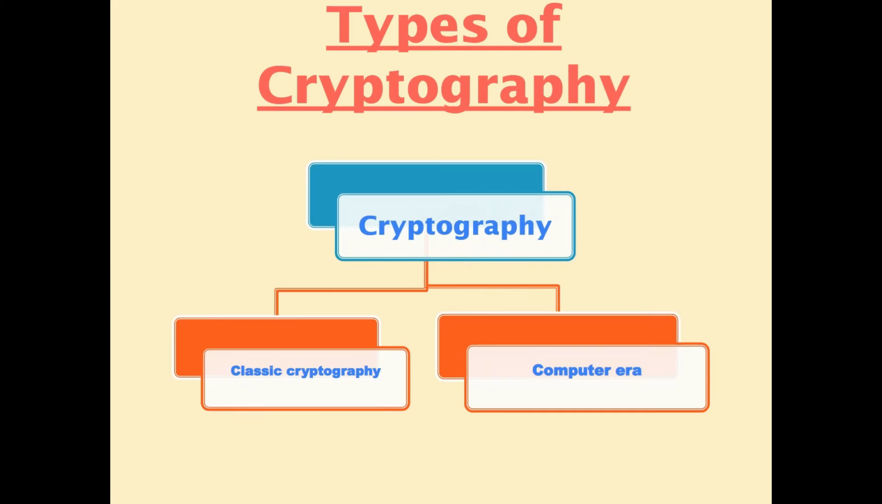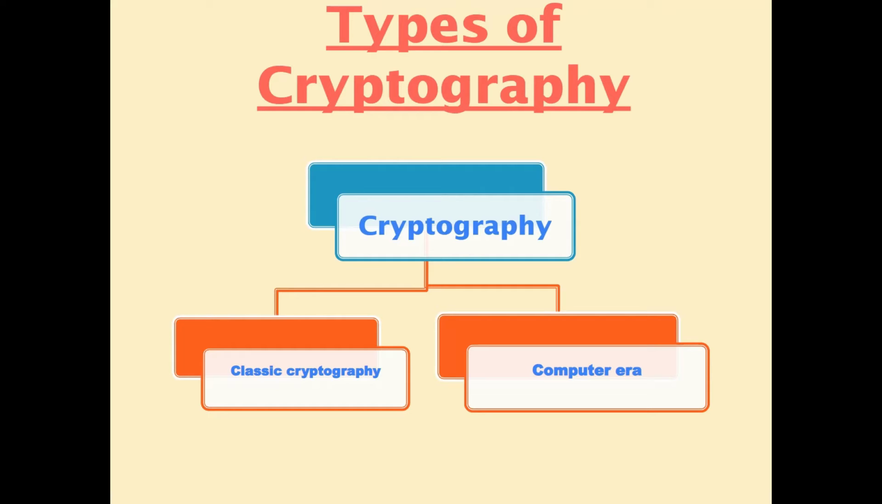Now, there are different types of cryptography. Since time immemorial, cryptography has been used. In ancient Greece, in ancient Rome, it has been used. And it is still being used. And it is one of the most concerning topics today, because breach of privacy or leaking of confidential information is not at all a good thing.